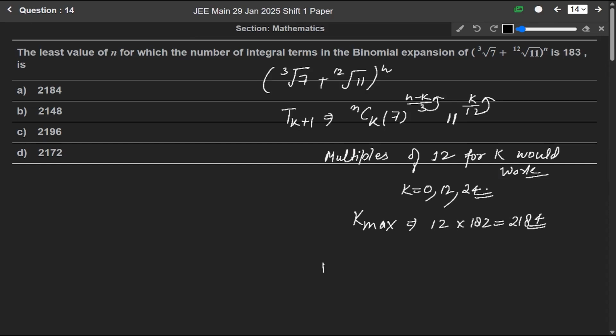And for the minimum value, since we have to find the least value of n, the minimum value of n will be 2184. So 2184 is the minimum value, which means option 1 is the correct answer.